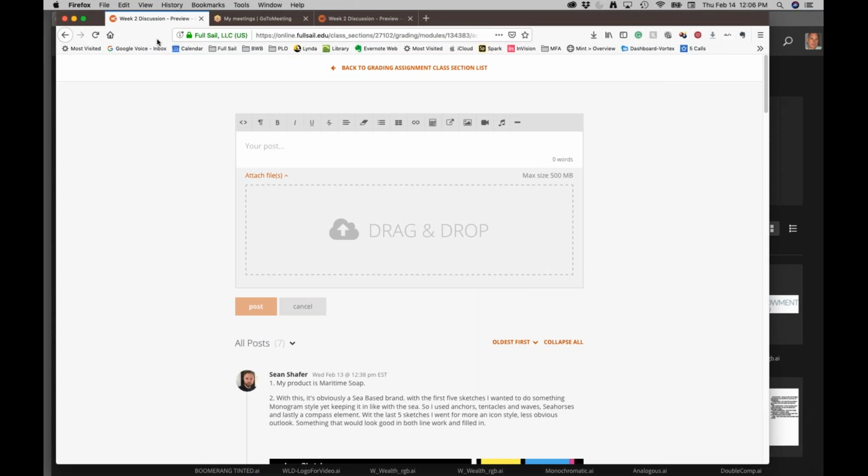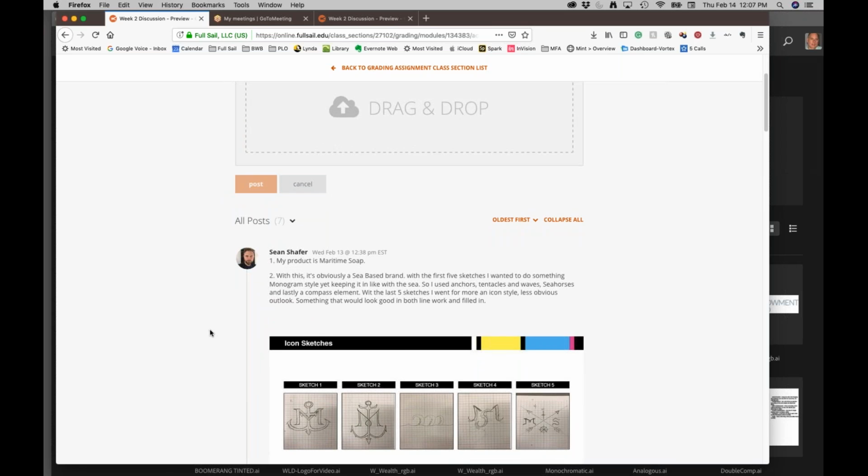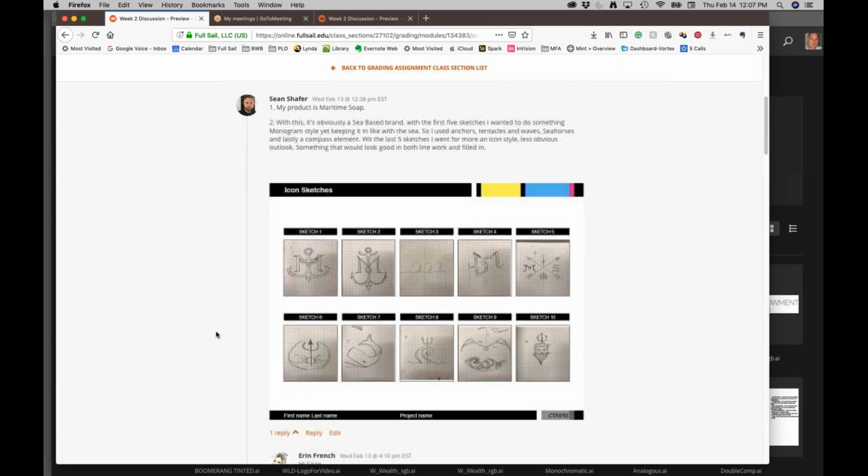All right. This is section 1. Sean, you got maritime soap. You got some good options. The anchor with the M is a neat idea, and it kind of has a feeling like this brand to me. I think perhaps number 1 is the better option. These are really the same idea.